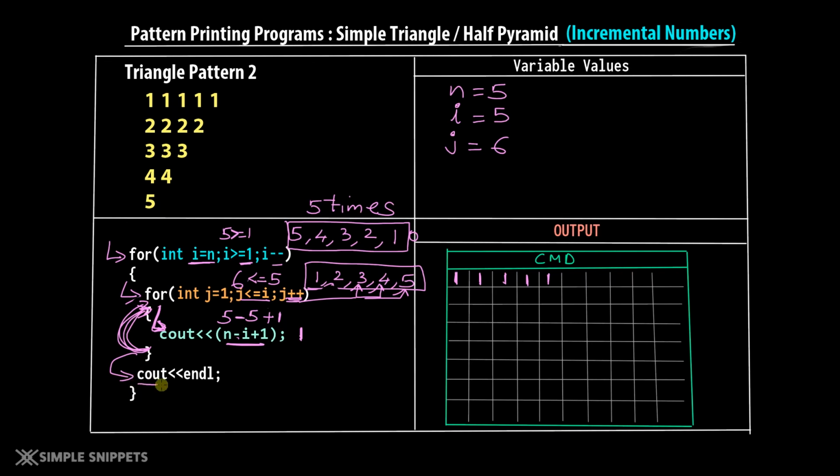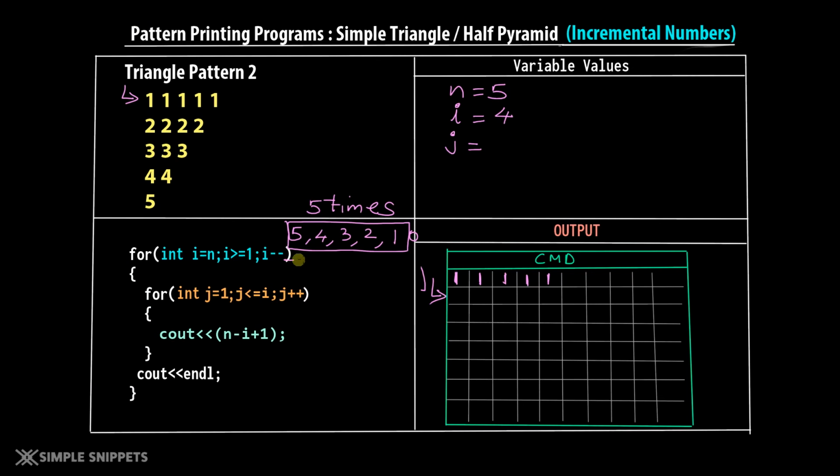inner for loop, and we have one statement which says cout endl, which means come on the next line. Okay, so you can see the first row is printed perfectly like what we want in the triangle pattern 1. And once we say endl, you'll again come at the start of the for loop. At the start of the for loop, you'll say i minus minus. What is the value of i? i was 5. So when you say i minus minus, i will become 4.